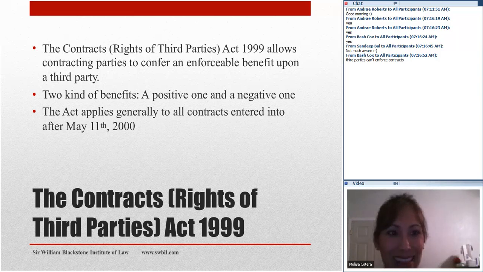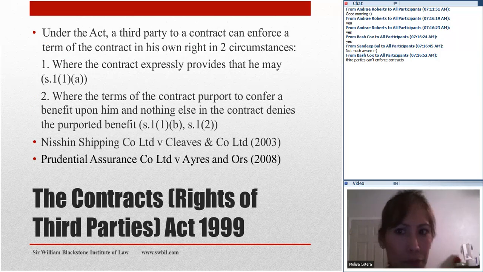Okay, the Act generally applies to all contracts entered into after May 11 of 2000. However, there are certain types of contracts that are excluded from its application. Okay, under the Act, a third party to a contract can enforce a term of the contract in his own right in two circumstances: where the contract expressly provides that he may, and where the terms of the contract purport to confer a benefit upon him, and nothing else in the contract denies the purported benefit.